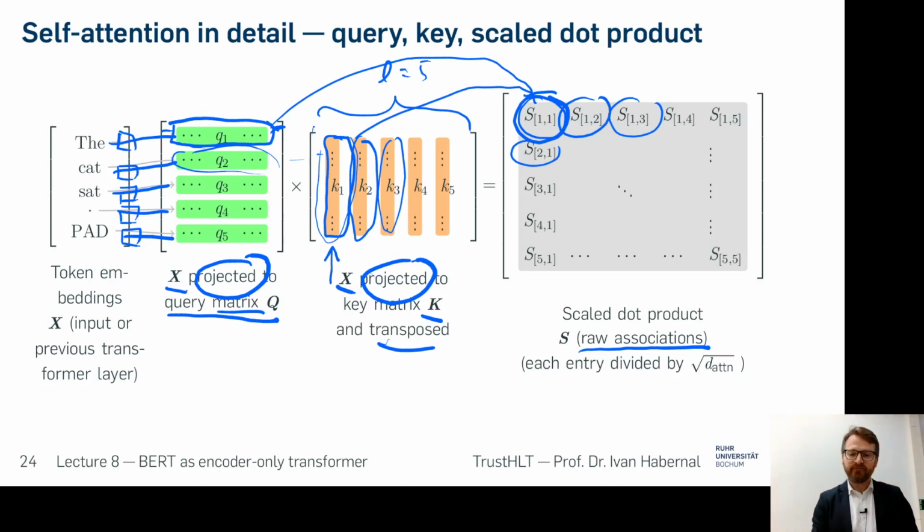And there's one little detail. We just divide each entry by some constant, the square root of the dimension of the attention. Why? For numerical reasons, as far as I remember. So we just divide each number by some constant. But roughly, we have these raw associations.